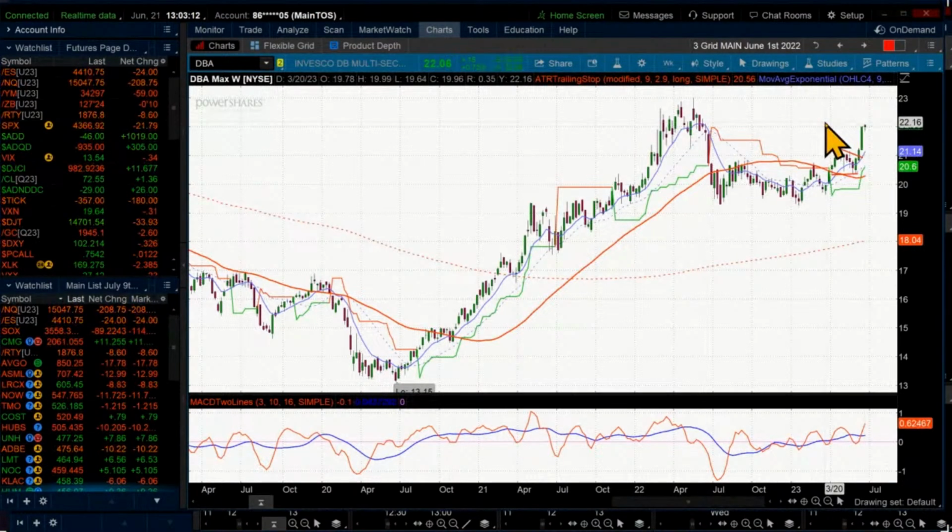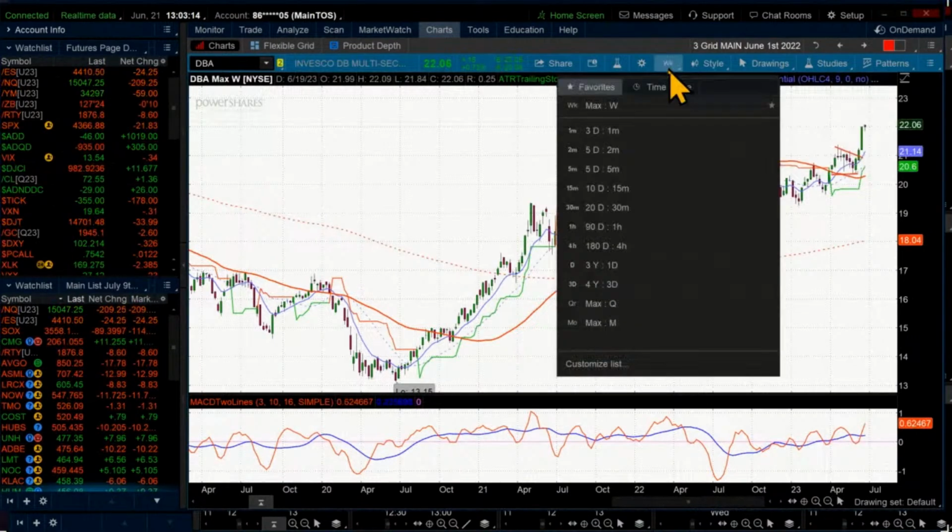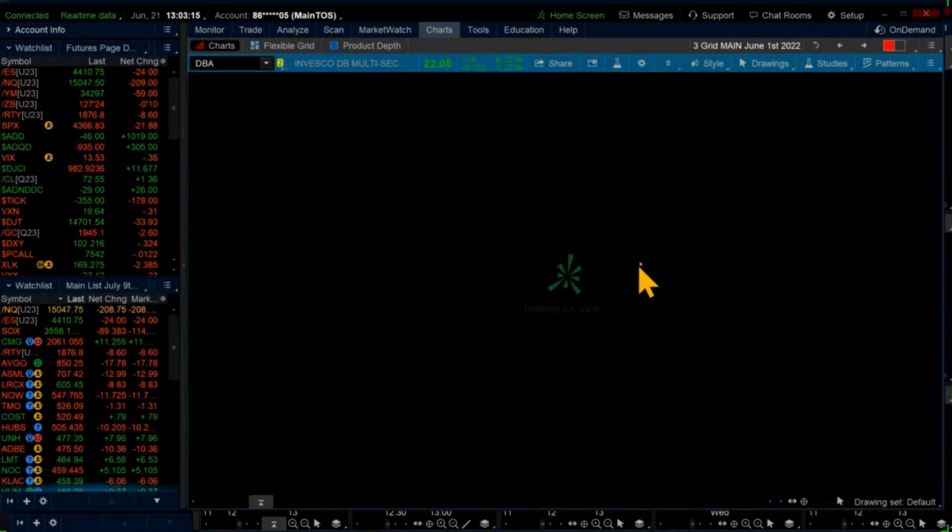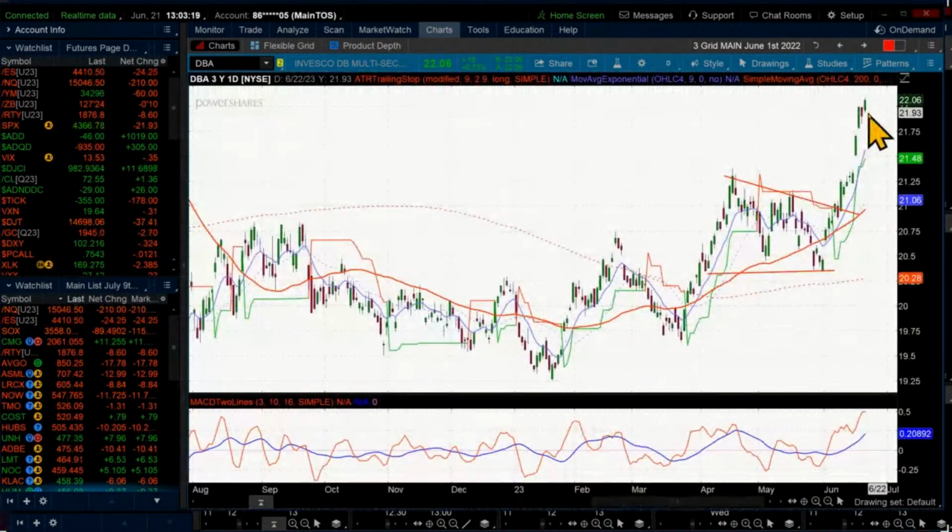So just keep that in mind, that if you get in something and it starts going parabolic, I would get out of a quarter of it. Definitely a quarter of it.